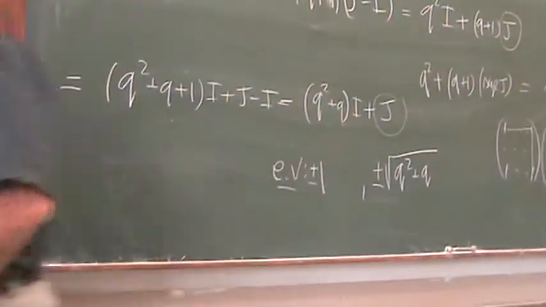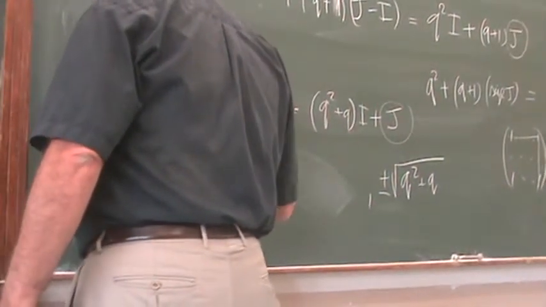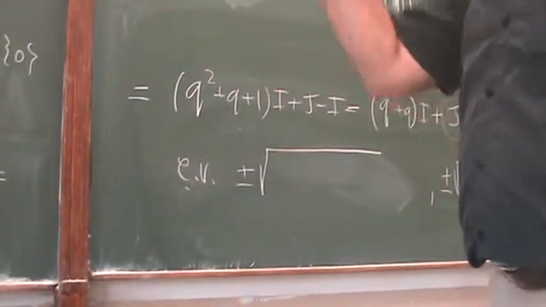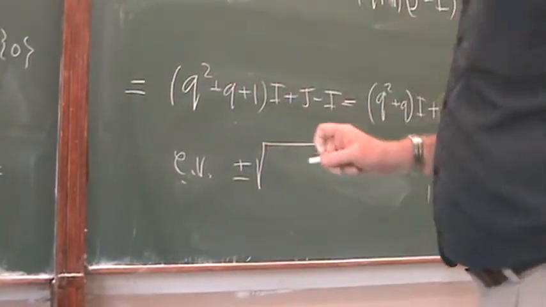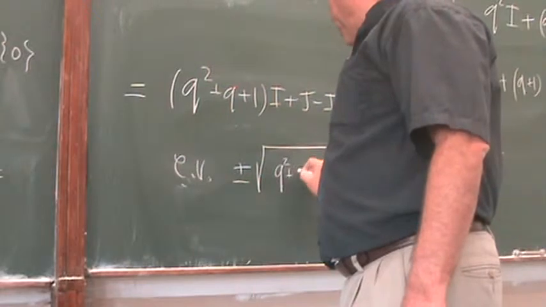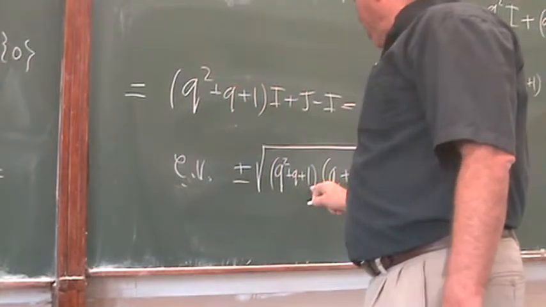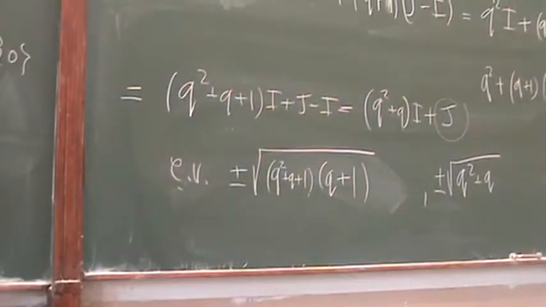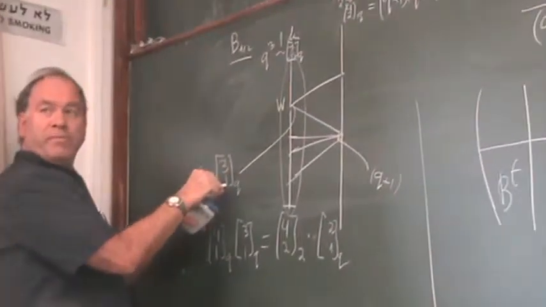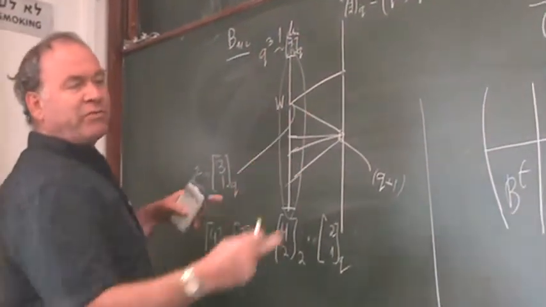Okay, let me put more space here because we need more space. The eigenvalues will be plus minus square root of what? That's right, precisely. The degree of one side times the degree of the other side. What is the degree of one side? It's 3 over 1. 3 over 1 is q squared plus q plus 1, right? It's the number of subspaces of dimension 1 inside dimension 2. So this is 3 over 1 q. This is the degree from the left hand side times the degree of the right hand side.